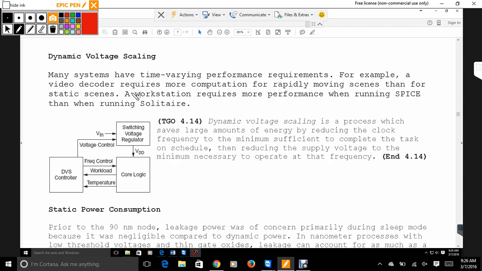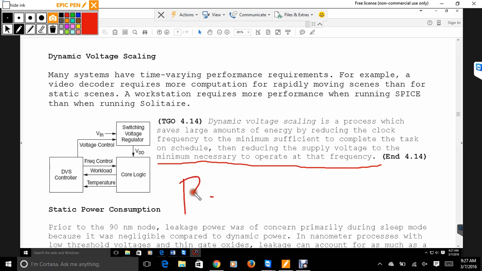In order to put the appropriate supply voltage into the circuit, we're going to use a concept known as a dynamic voltage scaler. We formally define dynamic voltage scaling as a process which saves large amounts of energy by reducing the clock frequency to the minimum sufficient to complete the task on schedule. In section 6, we're going to go into a tremendous amount of detail on how we determine that schedule. Then we reduce the supply voltage to the minimum necessary to operate at that frequency.